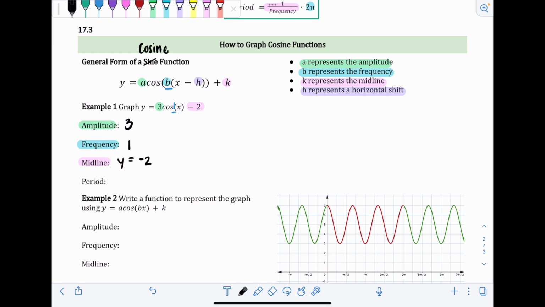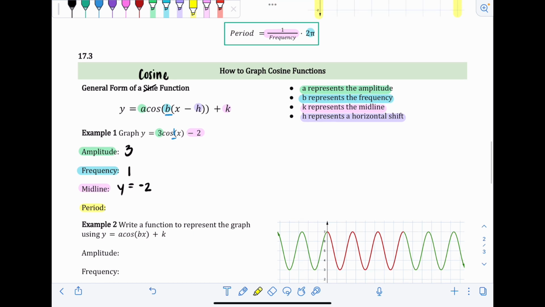And then for the period, you can't actually see the period from the function itself. You have to find the frequency from the function and then take the frequency and put it into the formula for period. So the formula itself is 1 over the frequency times 2 pi. So we need to take the frequency, which we just found was 1 right here, and then we can put it in here. So it'd become 1 over 1. 1 over 1 is just 1, so 1 times 2 pi, it just stays the same. So what that means is that the horizontal axis is going to be scaled the same exact way as the parent function.